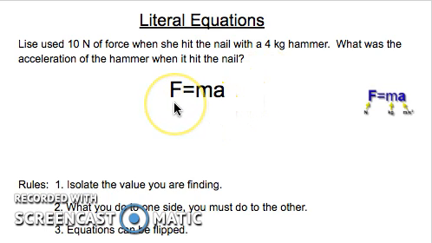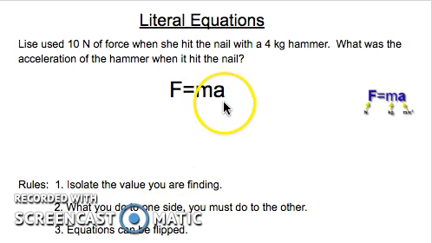So it's not asking for force, it's asking for acceleration. So literal equations is taking existing formulas and moving things around to find the value that you need. In this case, the value that you need is acceleration. So how can we find acceleration when acceleration is on the other side of the equal sign? Fortunately, we have some rules. Look at the rules down here. We have rule number 1, isolate the value you are finding.